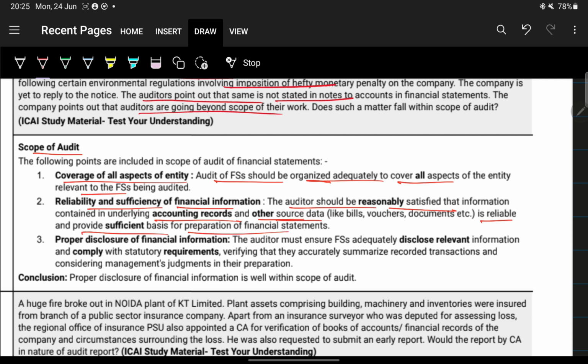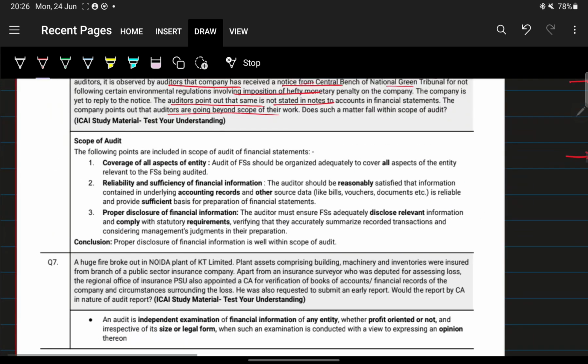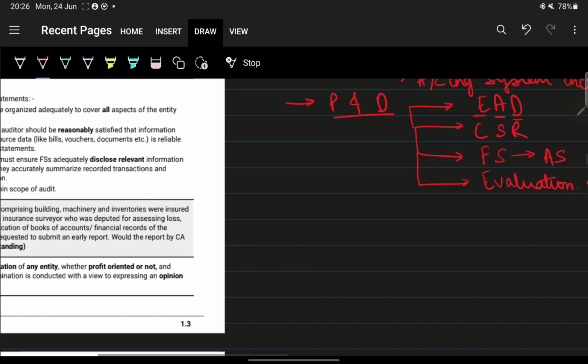Next, proper disclosure of financial statements. The auditor must ensure that the financial statements adequately disclose relevant information, right, and comply with the statutory requirements, whether they accurately summarize the recorded transactions, and consider the management's judgment. So proper disclosure in the financial statements is well within the scope of audit. So basically that is simple. They've reached the same conclusions we have reached over here.